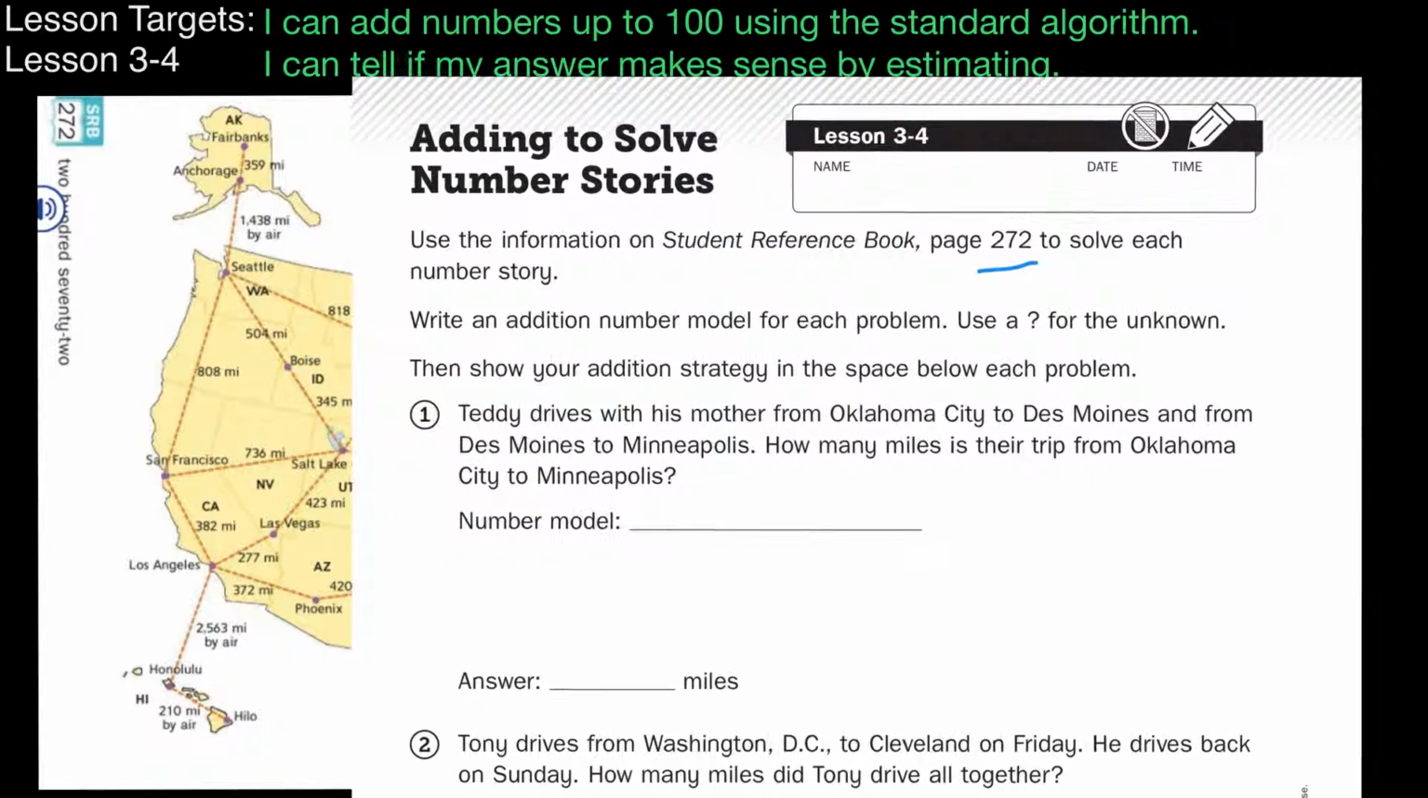So we're going to take a moment. What I like to do in solving problems like this is write 546. MI is the abbreviation for miles. So 546 miles from Des Moines to Oklahoma City. And then it says, and then from Des Moines to Minneapolis. So he's got a long trip. Now he's in Des Moines. He's going to go to Minneapolis.